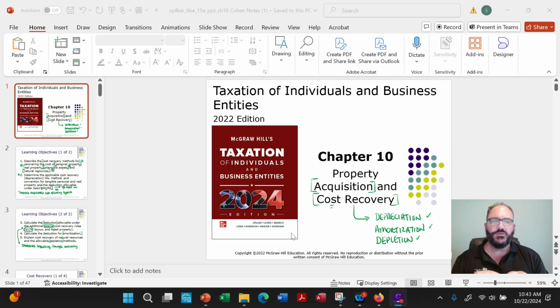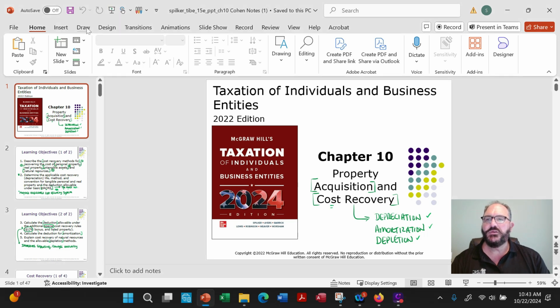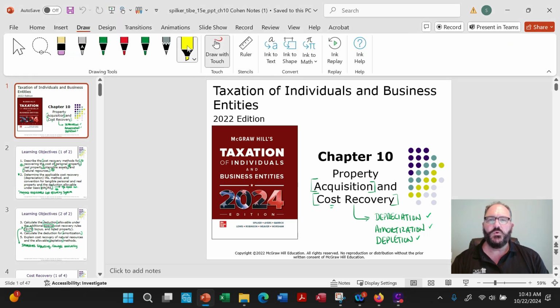We are now in the last chapter for ACC 4170. So we're going to take a look in this chapter, again, we're sort of converting over to the business side of things. We're going to take a look at property acquisition and cost recovery. And when you're talking about cost recovery, depreciation, amortization, depletion, we're going to talk about when you use what and the different rules regarding it. Okay?